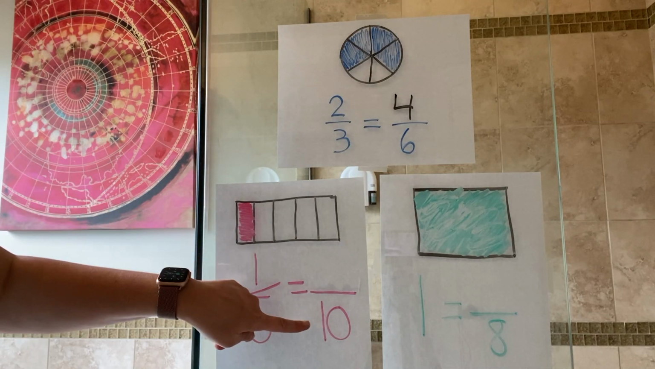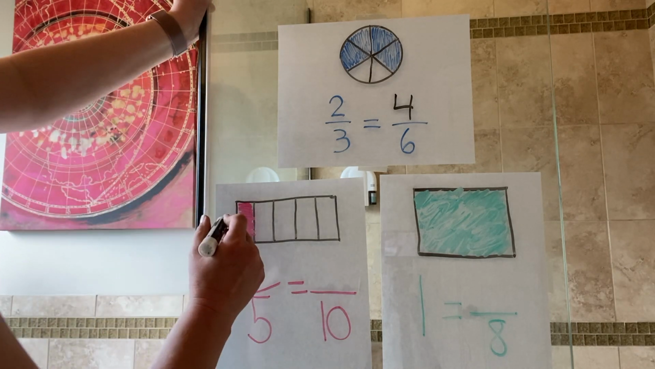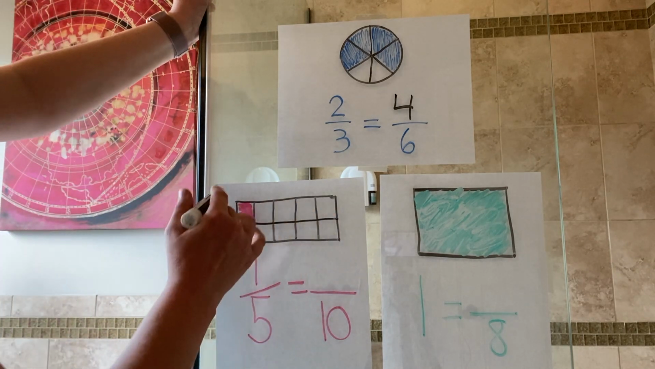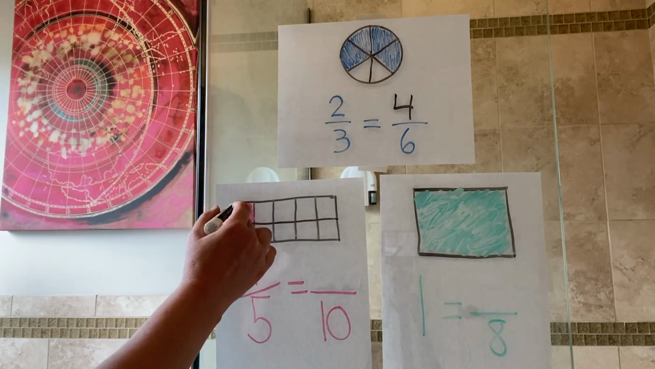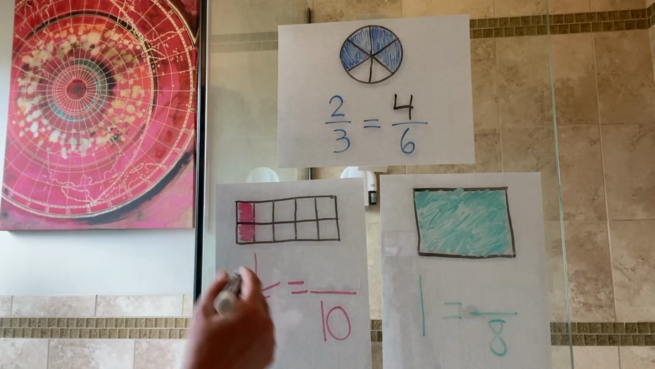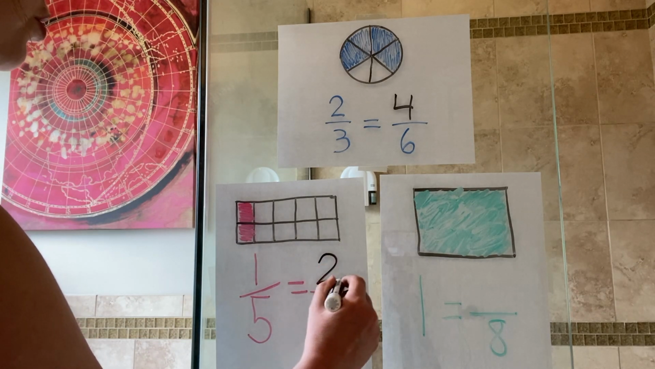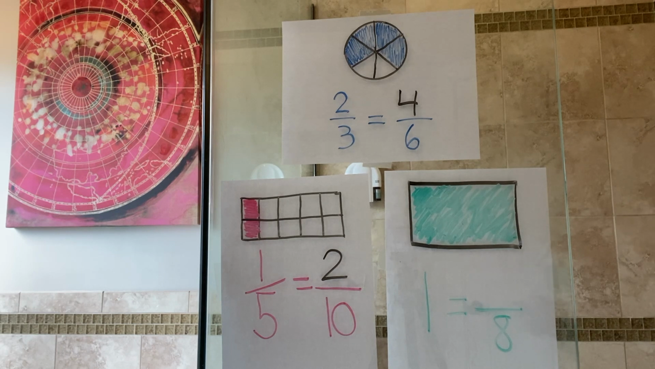1/5 would equal how many tenths? Well, let's take a look at our area model and make it into tenths. And look, instead of having 5 equal pieces, I have 10. That looks like a 10 frame, isn't that awesome? And I have 2 pieces shaded in, so 1/5 equals 2 tenths. This is 1 whole. It's 1 piece and it's all shaded in.